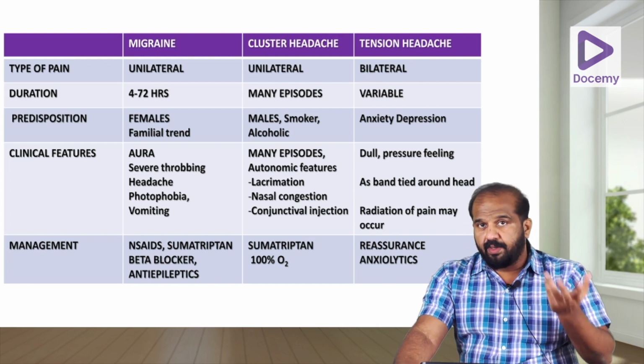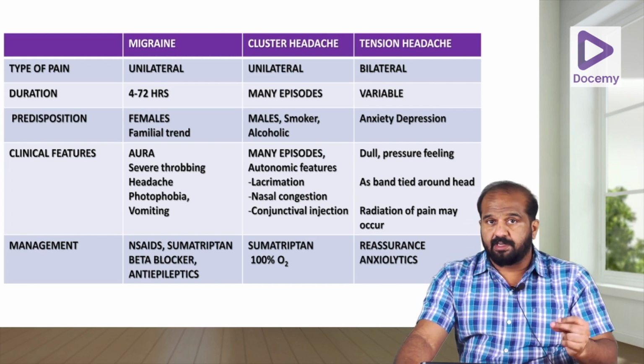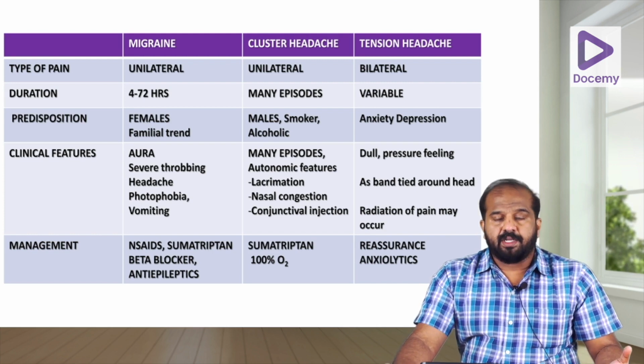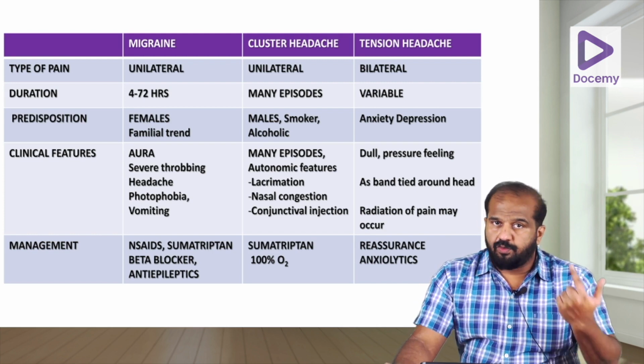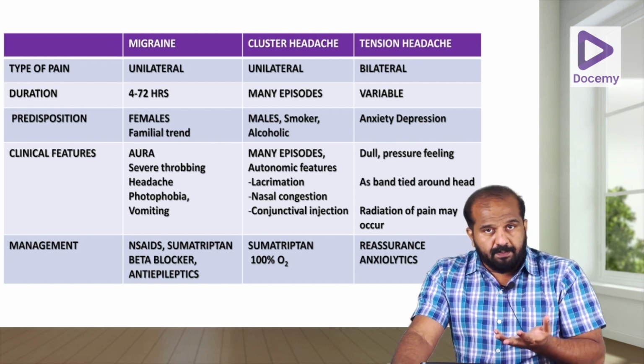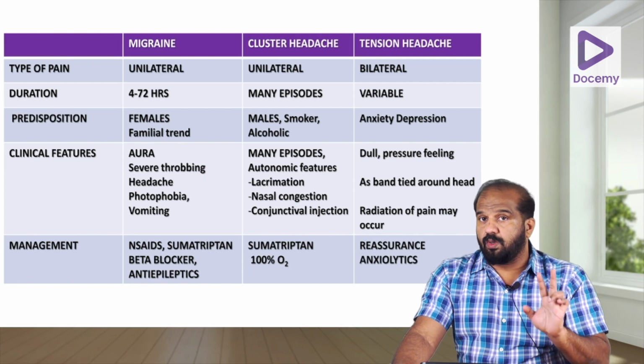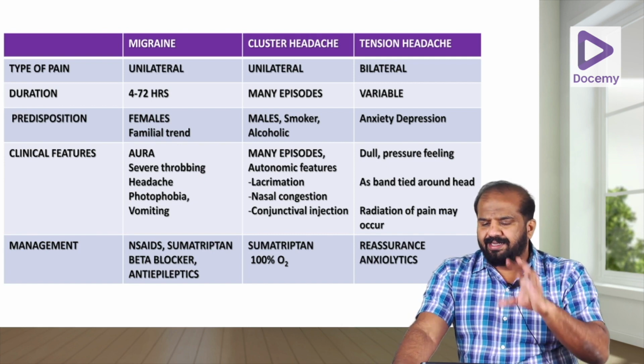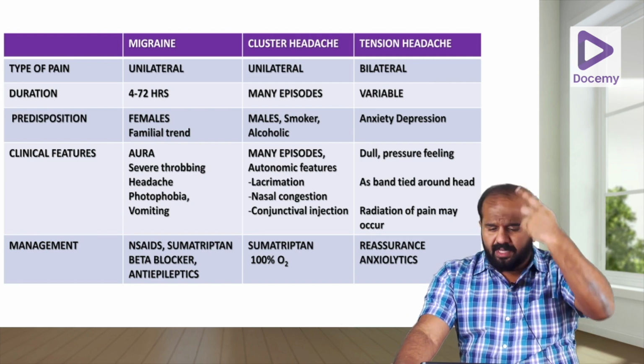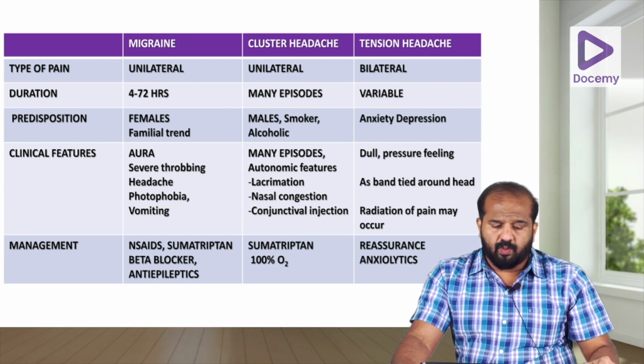Clinical features: in migraine you can have aura. If the aura is present, it is classical of migraine. Throbbing type of headache, photophobia, phonophobia, vomiting. Cluster headache, multiple episodes, clusters, the typical history, autonomic symptoms. Tension headache, dull, pressure-like feeling, tight band on the head, radiation of pain may occur.